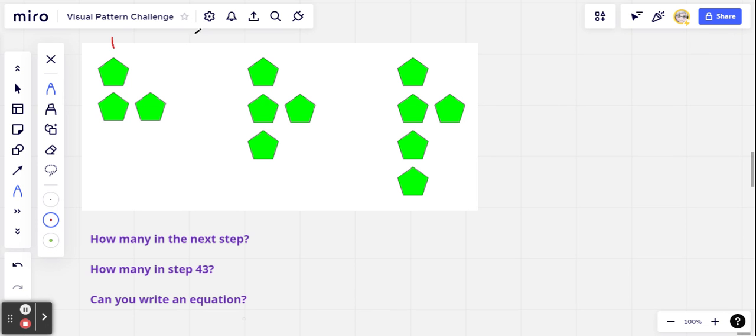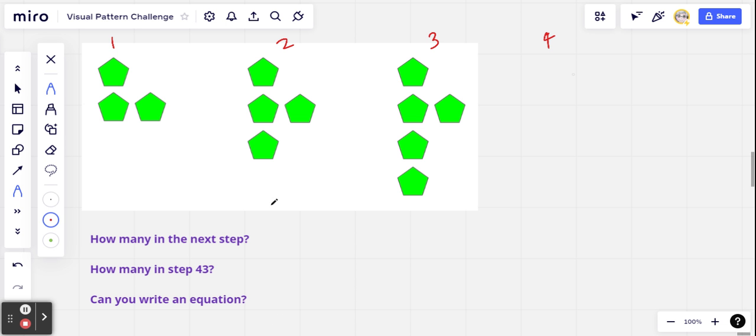Here's our pattern today. Here's step 1, here's step 2, here's step 3, and your challenge is to predict the number of green pentagons in step 4. If you can do that, can you predict the number in step 43? And can you write an equation that could be used to predict the number of pentagons in any step at all? So that's the challenge. If you'd like to accept it, pause the video and work it out.